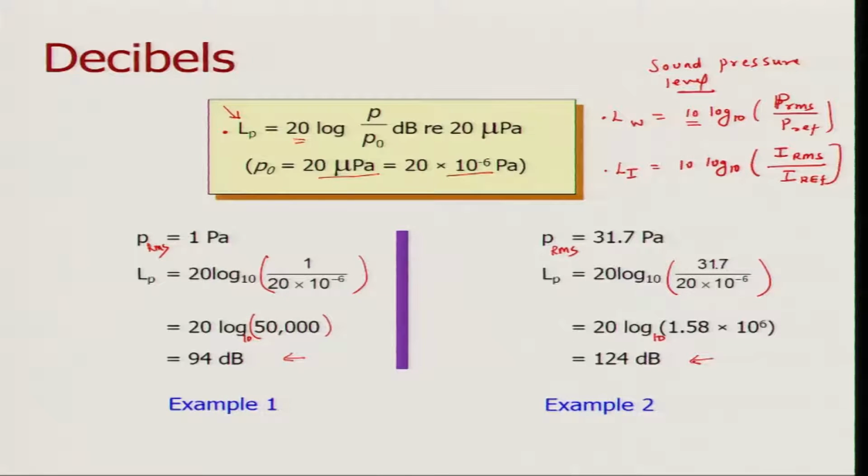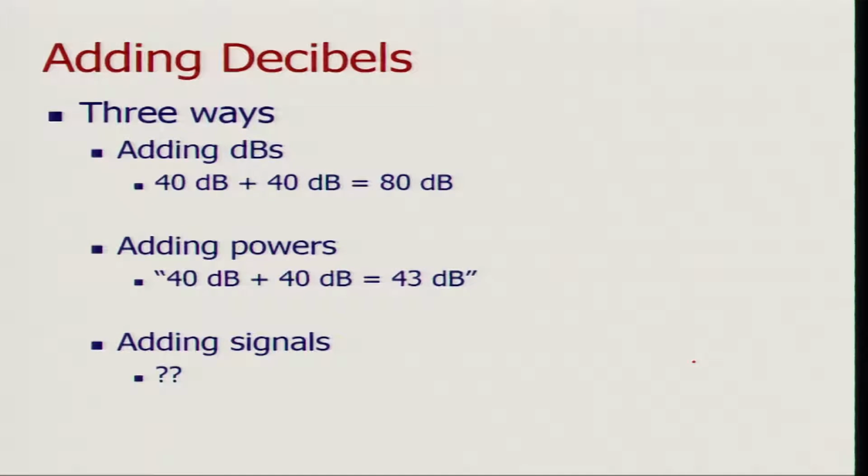Now, the question is, suppose both these sound sources exist in a room and we want to use a microphone to sense the total sound level. How do we go about calculating it? There could be three or maybe more possible ways of adding up decibels. The first one is that you add up decibels. Suppose there are two sources, each contributing 40 decibels. You add up the decibels: 40 dB plus 40 dB is 80 decibels. This is one possible way.